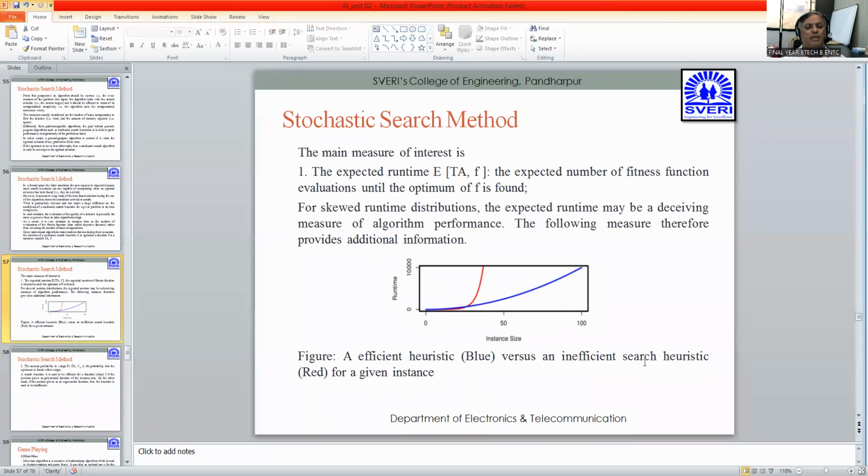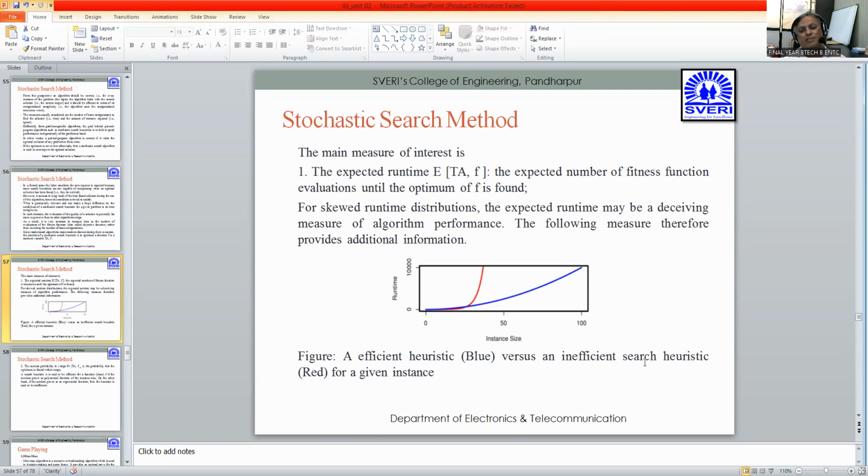One is a blue line, the other one is a red line. Now an efficient heuristic, blue line, versus an inefficient search heuristic, red, for a given instance. For a particular instance, if the run time is blue, then it gives an efficient result as compared to the red. So this will give you a clear idea of how runtime is important as far as stochastic search is concerned. Both are important.